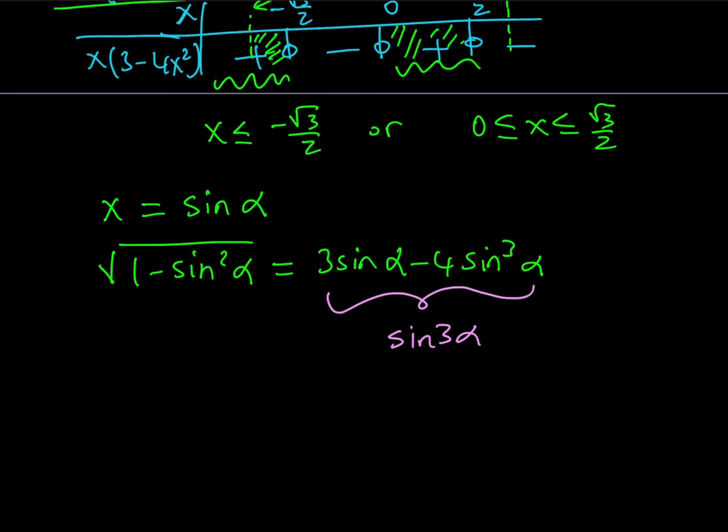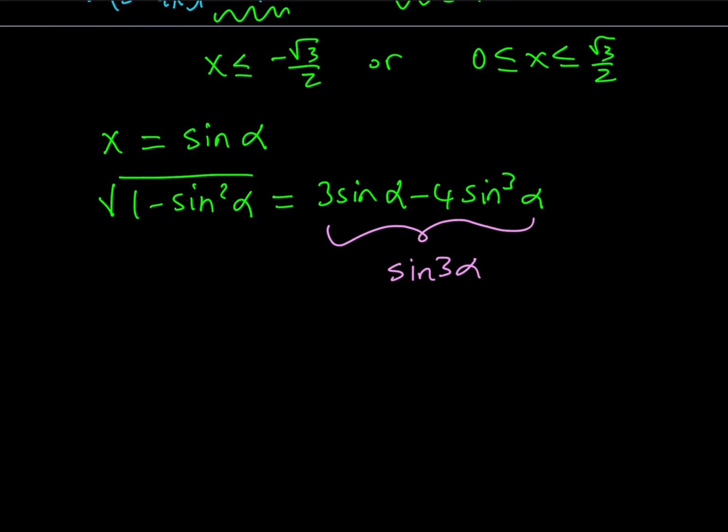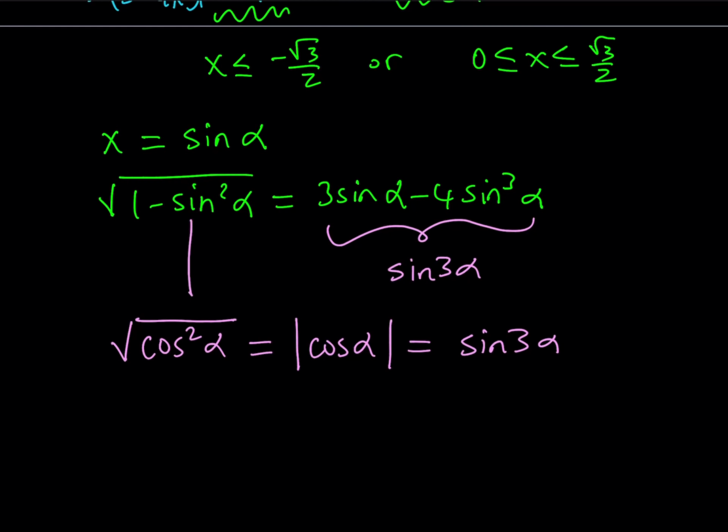But what's interesting on the left-hand side is that this is not just going to be cosine, but it could also be the negative of it, right? So basically what we need to do here is write this as the absolute value of cosine alpha, and then it equals sine 3 alpha. And where does that come from? The famous or the infamous Pythagorean identity: 1 minus sine squared is the same as cosine squared. Okay, now we do have this equality.